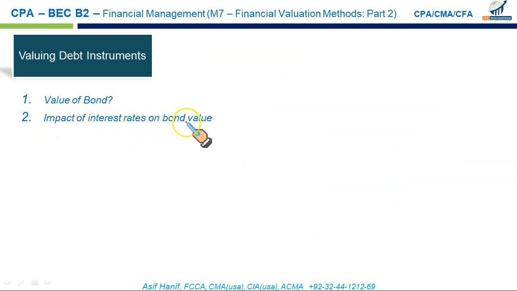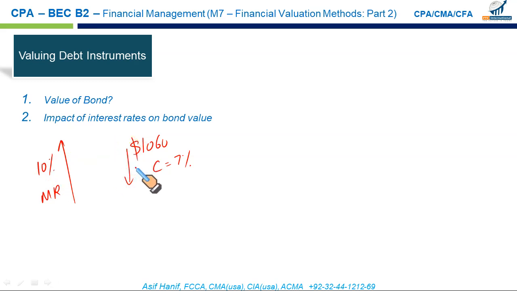Impact of interest rates on bond value. Let's say a bond is currently trading at $1,060 and paying a coupon rate of, let's say, 7%. If the market rate goes up to 10%, the bond price will fall. Or if the market rate goes down, the bond price will go up to maybe 1,080. So remember, there is an inverse relationship between the interest rate prevalent in the market now and the bond value. They move in the opposite direction. When the interest rates go up, bond values fall. When the interest rates go down, the bond values go up, right?